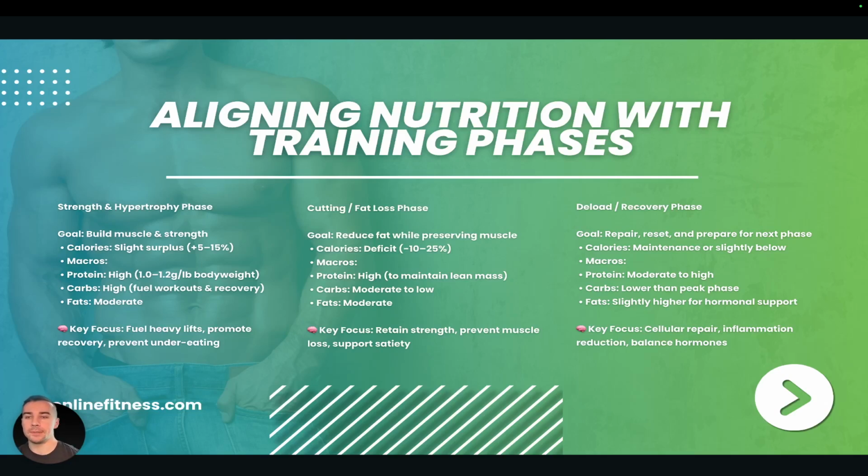And the way that you do this is through a calorie surplus, or a slight calorie surplus. So this is roughly plus 5 to 15% of your total calories that you're going to go over your maintenance calories. And I'm going to explain what maintenance means. Your macros are going to be protein, which is going to be high, usually 1 to 1.2 grams per pound of body weight, I should say.